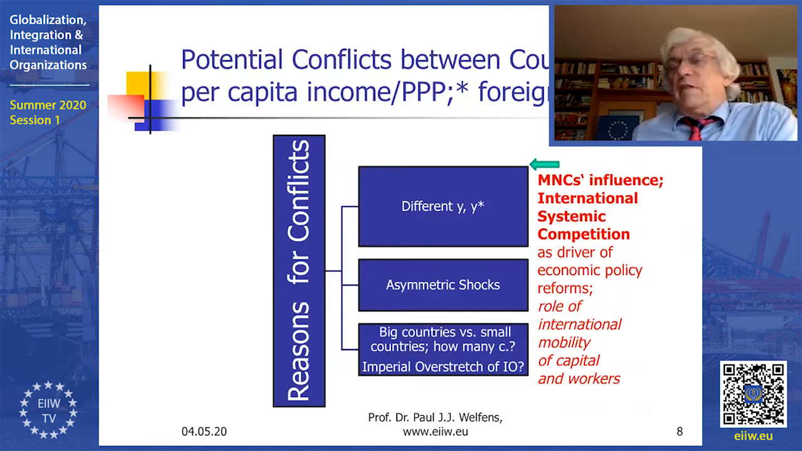Okay, if you have rather similar per capita income, you typically have also similar interests, so let's say in the protection of property rights, in stable financial markets, and so on. Yeah, there can be asymmetric shocks, which of course could mean an advantage for some countries and disadvantages for other countries. And there is this old distinction, of course, between big countries versus small countries.